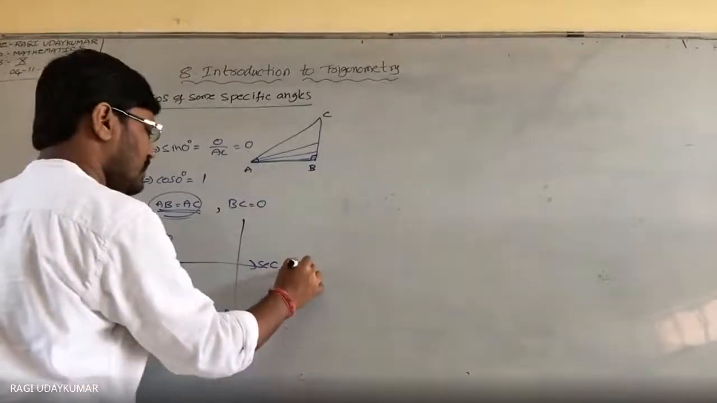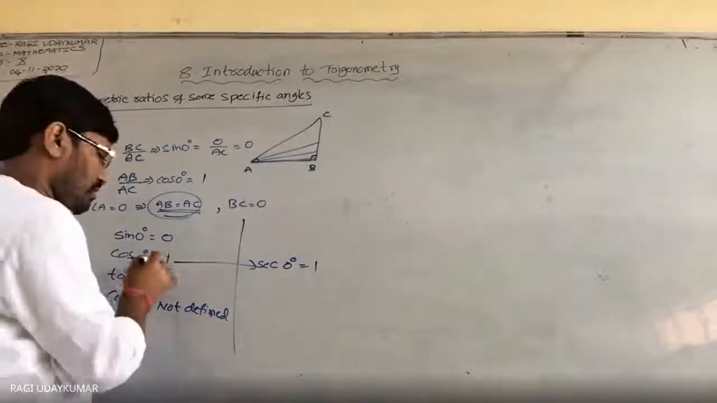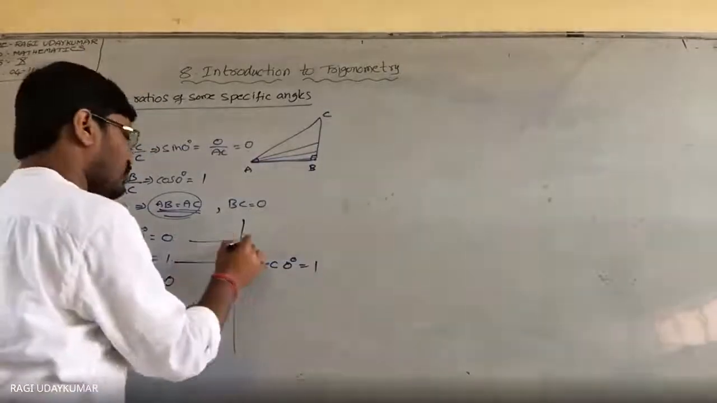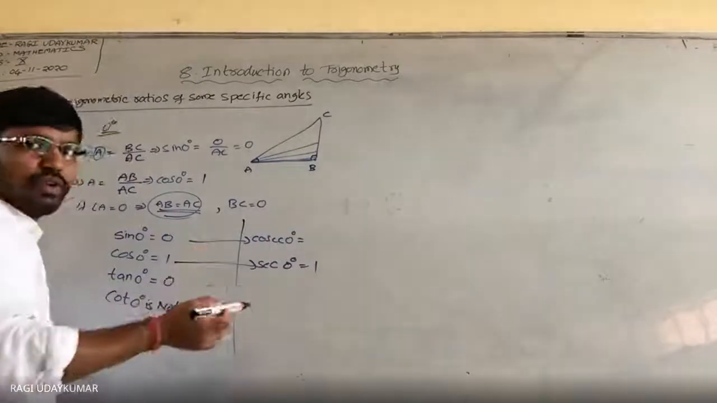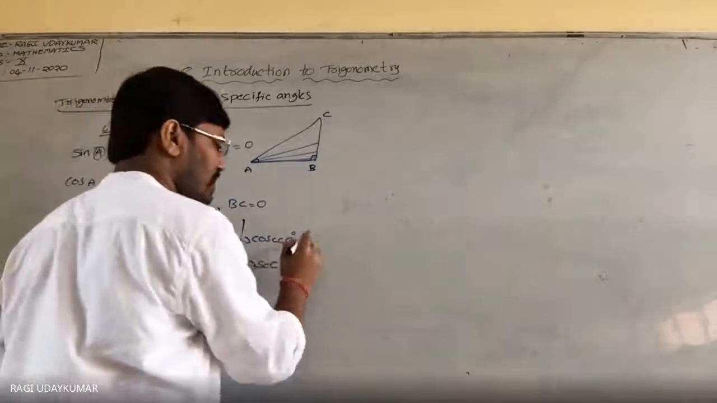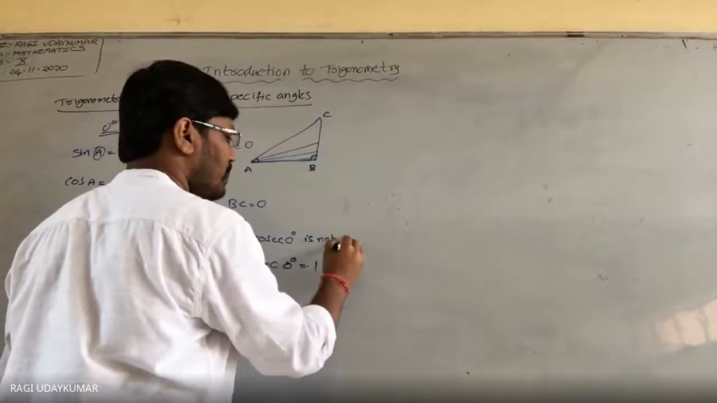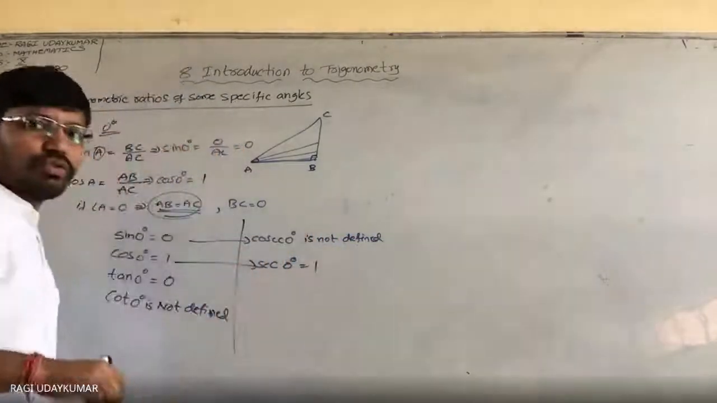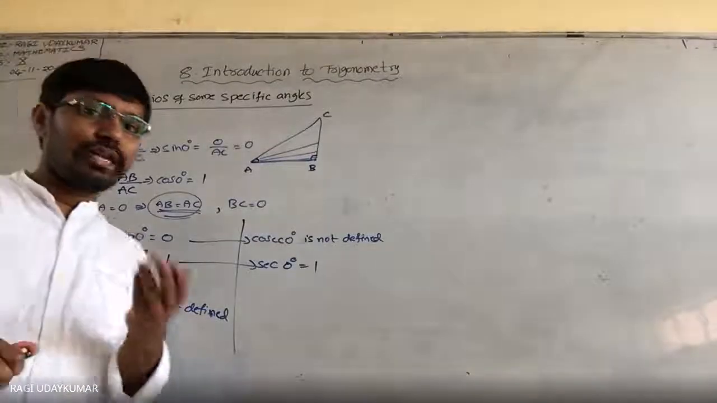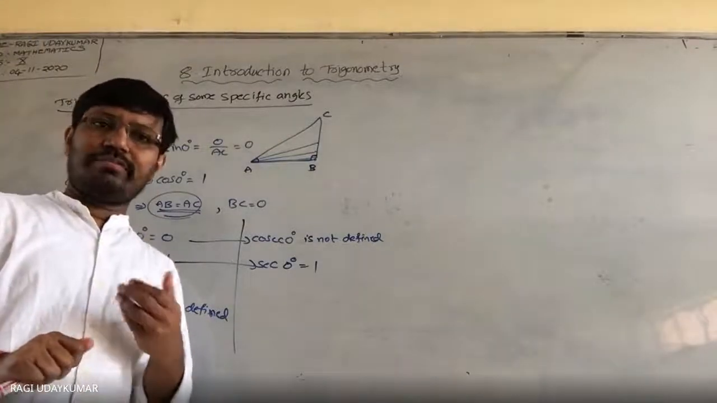In the same way, sec 0 degrees is also equal to 1, because 1 by 1. And cosec 0 degrees is equal to 1 by 0, so this is also not defined. See here, observe properly. I am writing not defined, because not defined is not a number.